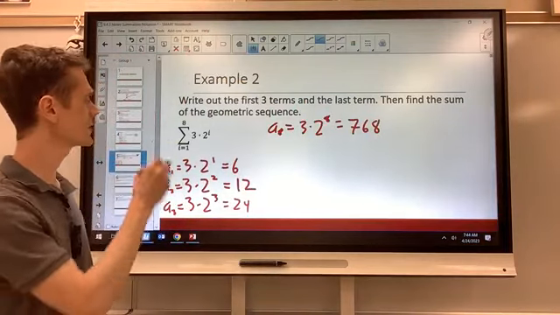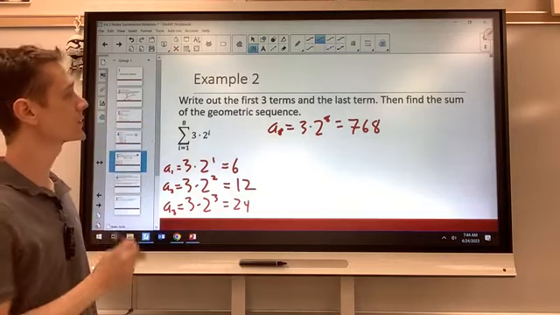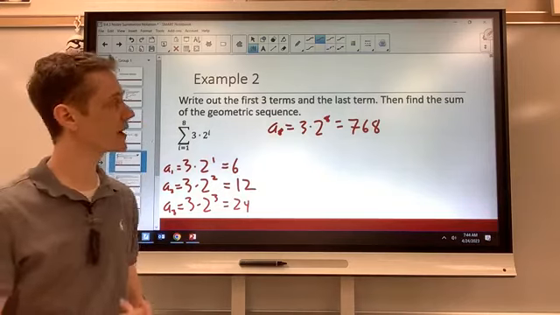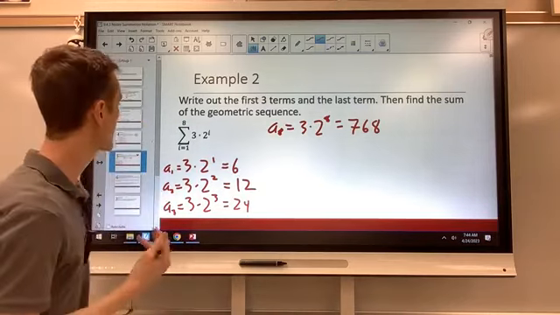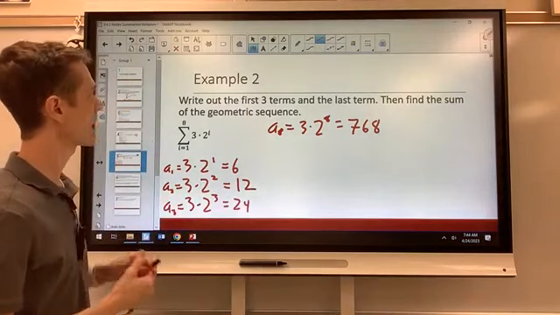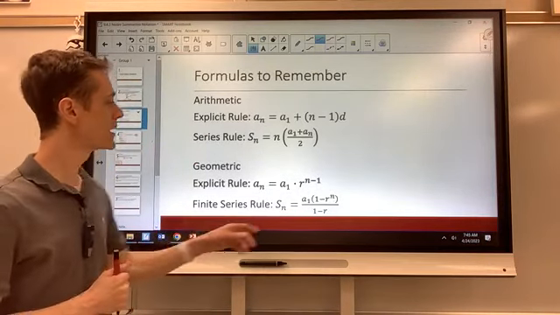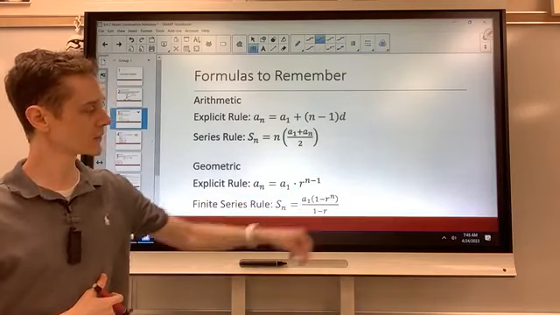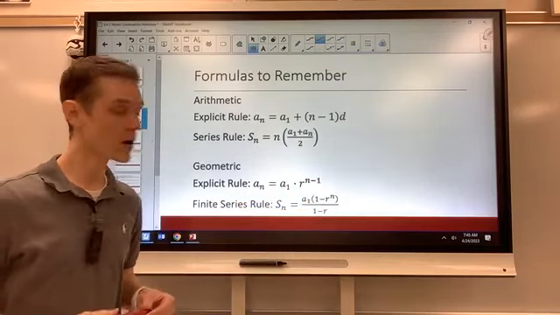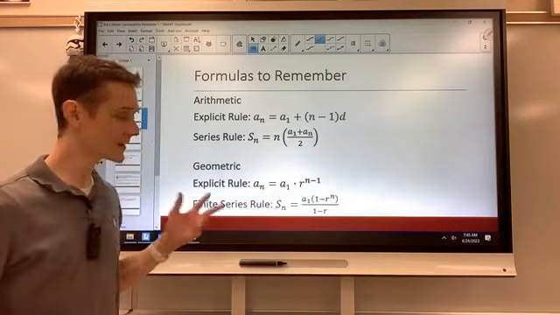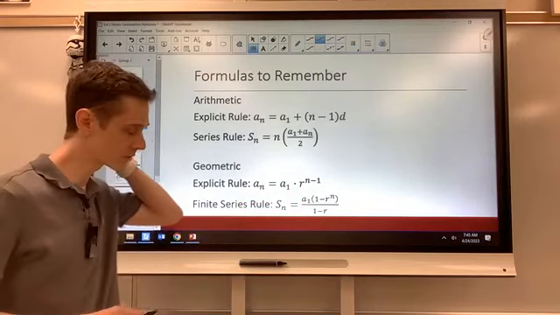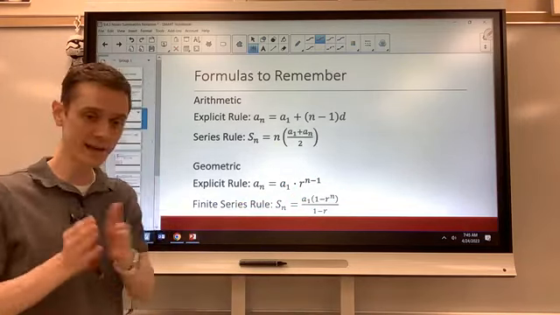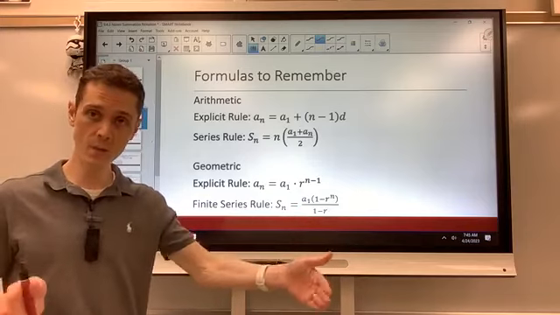So now we've found the first, second, third, and 8th term, but they've also asked us to find the sum of the geometric sequence. Now, as a reminder, let's look back at some of the formulas we've covered earlier. To find the sum, I need to know the first term of the pattern, I need to know how many numbers there are, and I need to know that r value. This is a finite series, so we don't need the infinite series rule because we're only adding 8 numbers together. So it's a finite number of numbers.